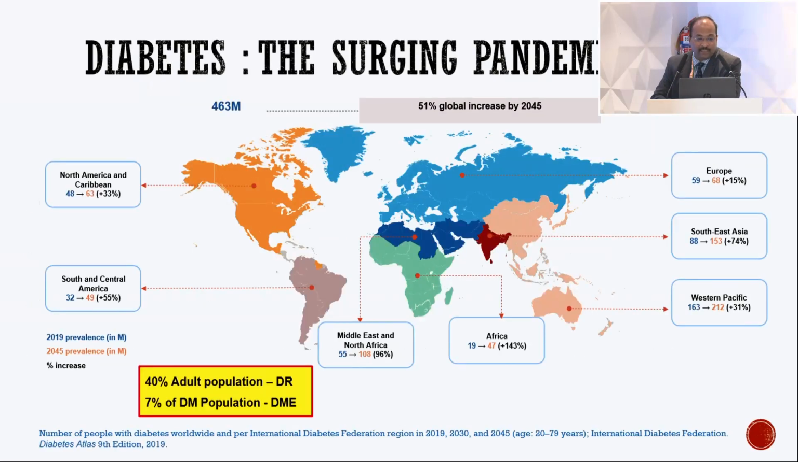So we are in the midst of this surging pandemic of diabetes, where it's been projected that there's going to be a 51% global increase by 2045, from the current 463 million to about 700 million. 40% of the diabetic population may have diabetic retinopathy, and 7% may have diabetic macular edema. So that's the magnitude of the problem that we are looking at.